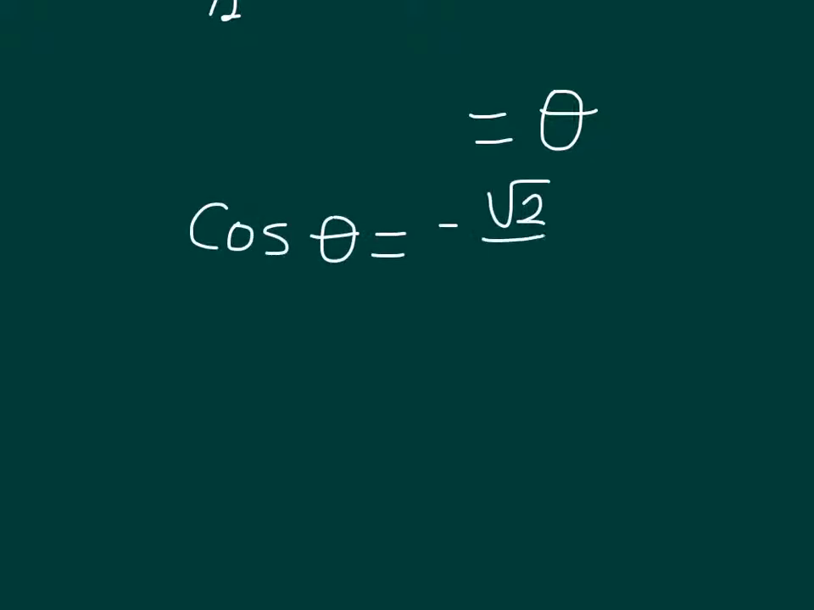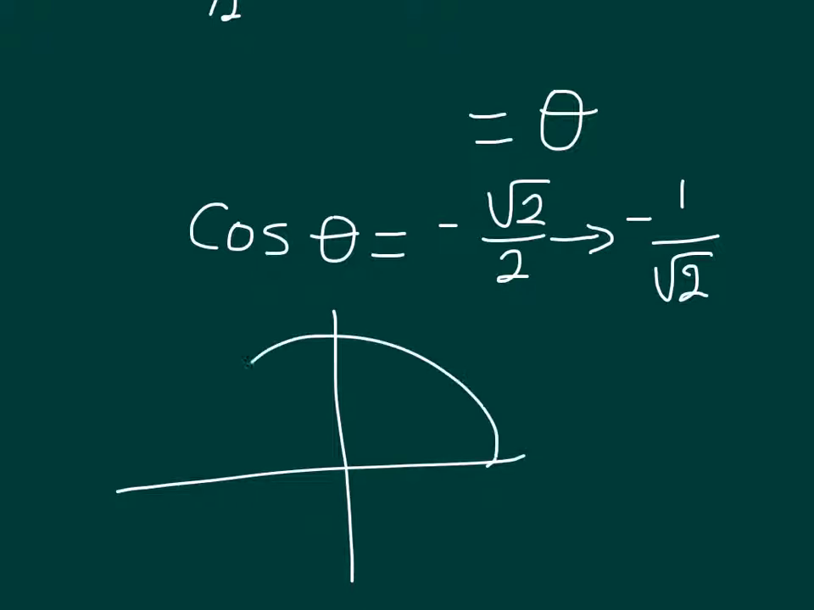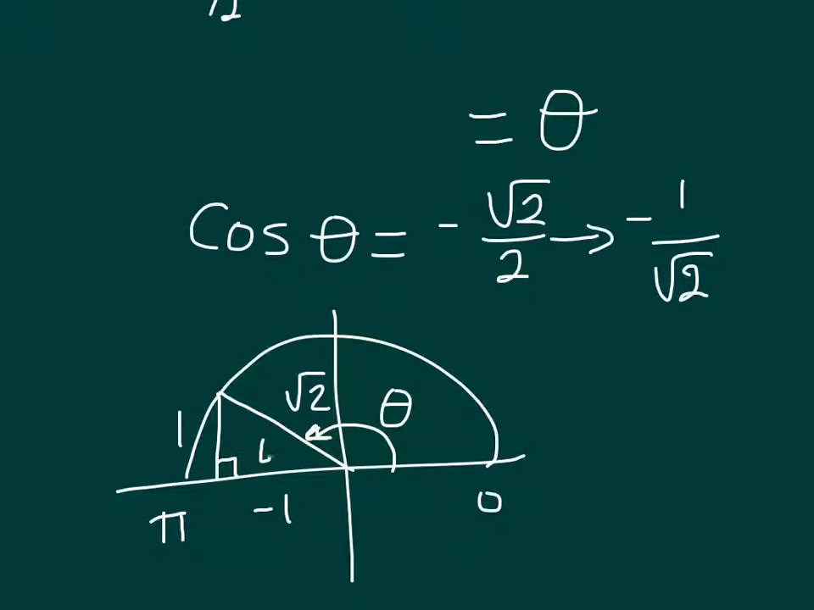I. Cosine inverse of negative rad 2 over 2. It means cosine of what angle will give you negative rad 2 over 2. Here I want you to rationalize it, which makes it negative 1 over rad 2. We know cosine inverse has to be defined from 0 to pi. Since it's negative, I'm going to go to quadrant 2, adjacent over hypotenuse. And this is going to be the angle from here to here. This is what theta is. If the reference is 45, theta is going to be 135 degrees, or it's going to be 3 pi over 4.